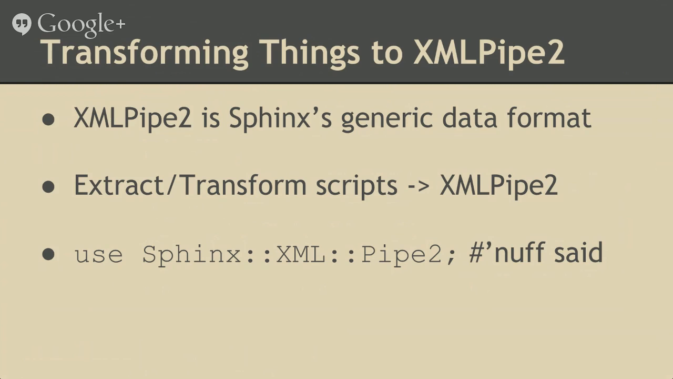Now, as far as writing the extract and transform scripts, you obviously have to write whatever you need to get the data you want. But the transformation is facilitated pretty well by this Perl module, which is Sphinx XML Pipe 2. It just allows you to build up a giant hash reference that then gets converted into the XML Pipe 2 format. So it's pretty straightforward. I'm not saying this is the best module in the world, but that's the Perl module to use for this.